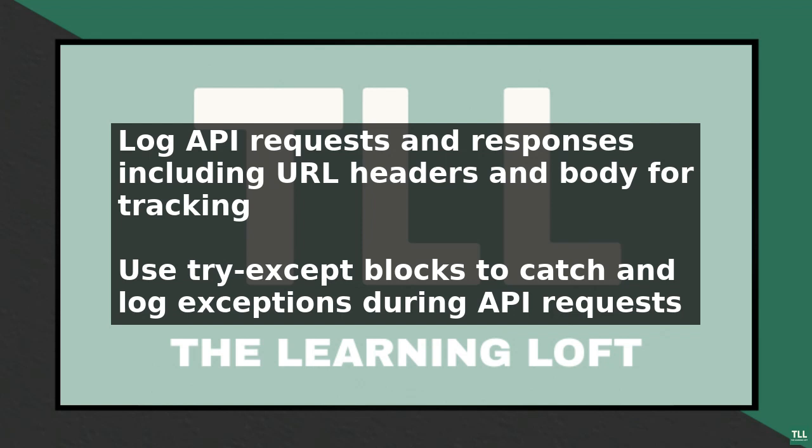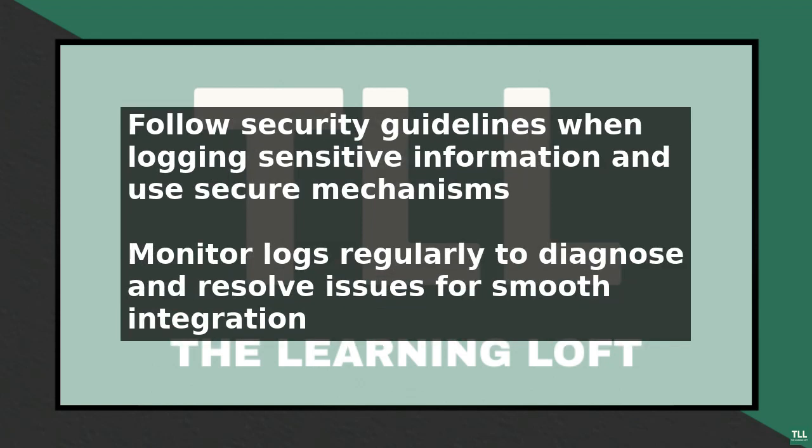Best practices for logging the Bill.com API SDK include logging all API requests and responses, handling errors and exceptions, and monitoring logs regularly to diagnose and resolve issues. By following these steps and best practices, you can effectively log the Bill.com API SDK and ensure a smooth and reliable API integration.